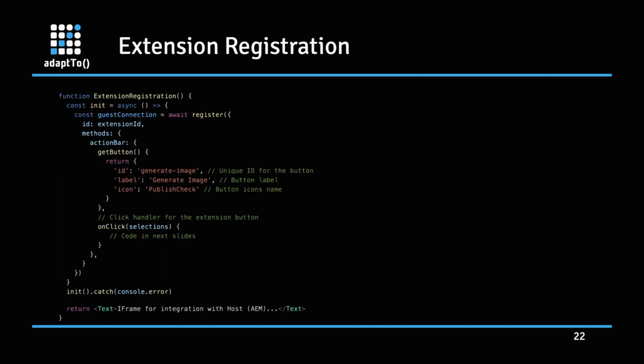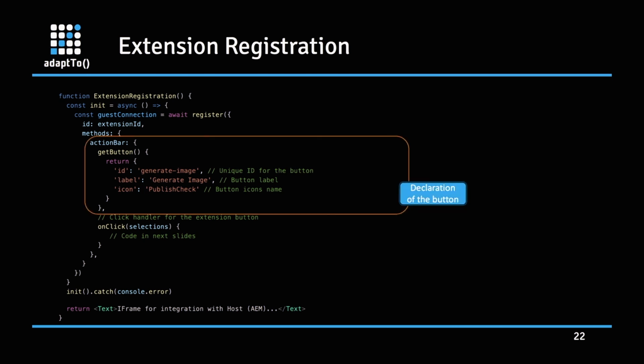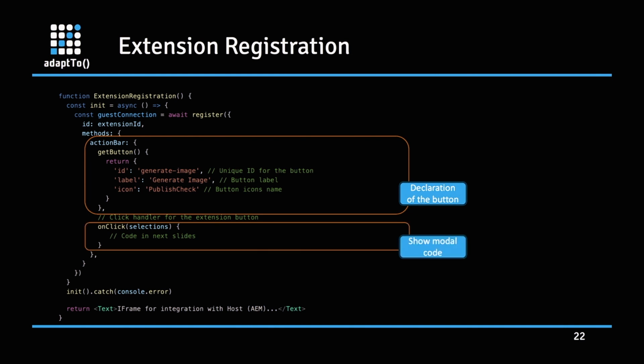So the first one is the extension registration. Excuse me, it's probably not very visible here, but you don't have to look into details. This is where our extension says what it does. And it does one thing. It generates a button, and this button has got an onClick. At the moment, the onClick is commented. We'll look at the code. It's not super interesting either. It's just what you expect it to be. And a button is just an ID, a label, and an icon, the icon being a Spectrum UI icon.